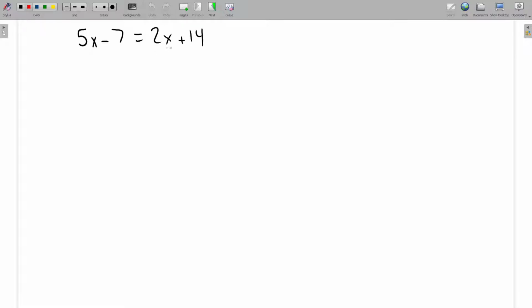So I have this 2x on the right side, and I want to move that to the left side. This is a positive 2x, so in order to move it across the equals, we need to subtract it. We need to do minus 2x. Now we don't just do that on the right side, we also need to do it on the left side.